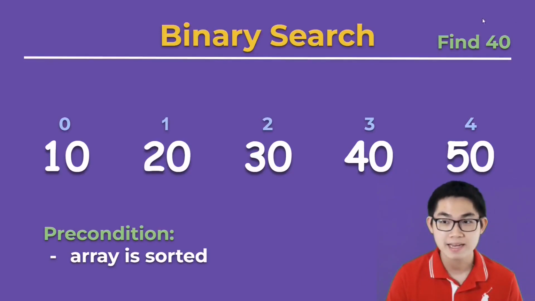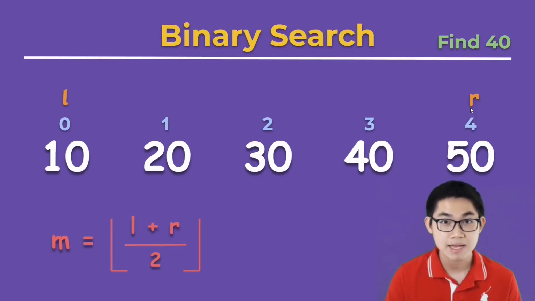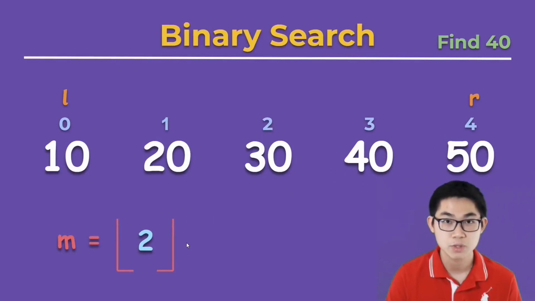And let's try to find number 40 inside this array. So we put L, or the left, at the beginning of the array, and we put R, or the right, at the end of the array. The second step is to calculate the mid. So the formula for mid is (L + R) divided by 2. And L is 0 at index 0, R is 4, and then we get 4 divided by 2, which gives you 2. So the mid is at index 2.